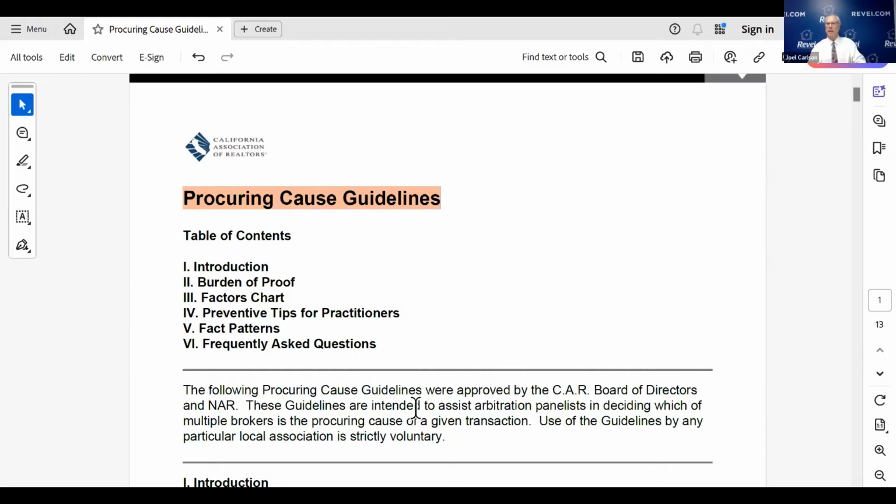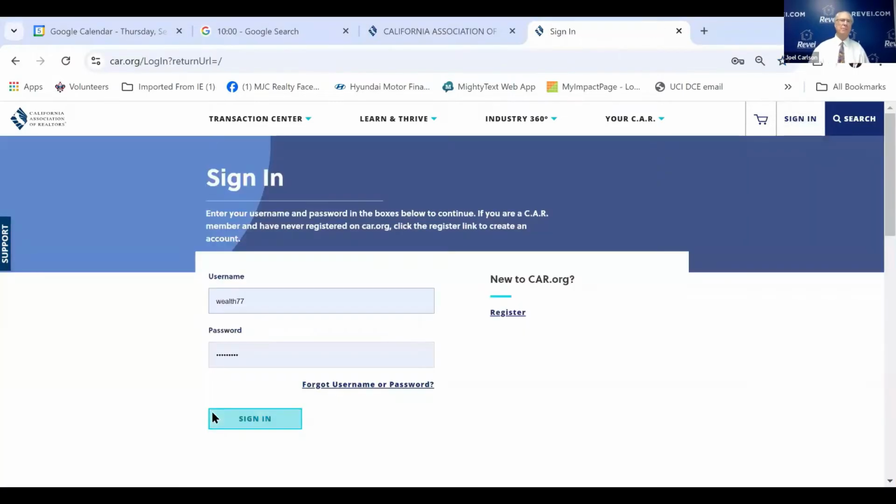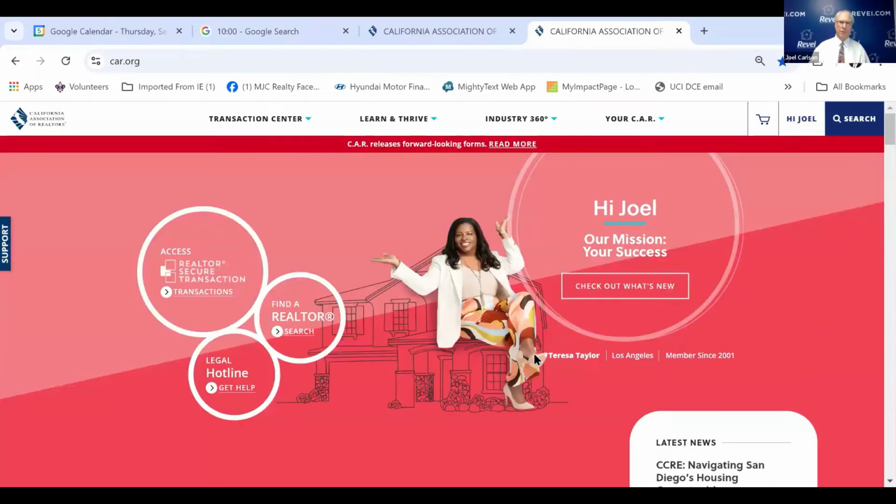So let me go ahead and get this going. So we're at, go to the California Association of Realtors website. We have to sign in. Do we have enough usernames and passwords? You need some extras? I got extras. Okay. So we come to the California Association.